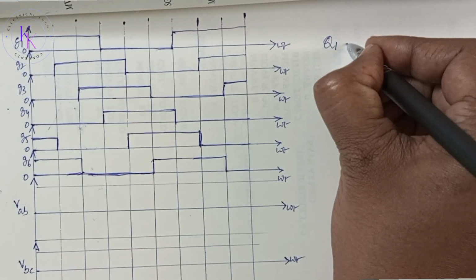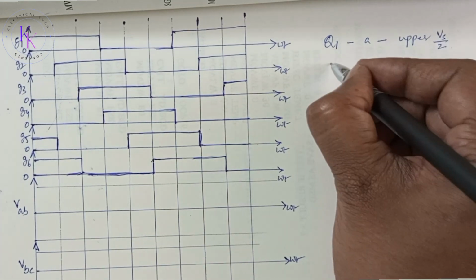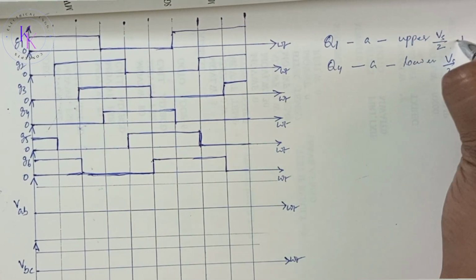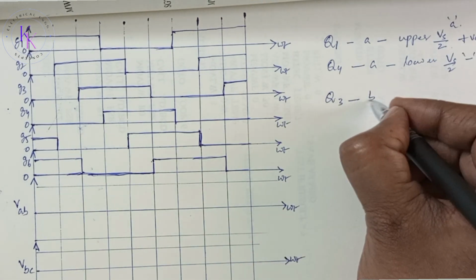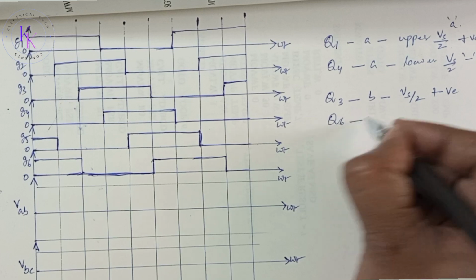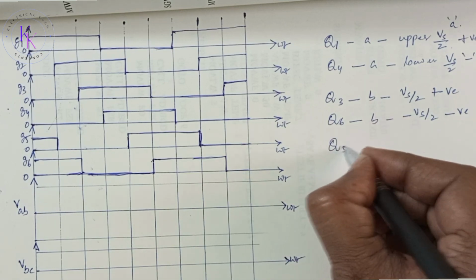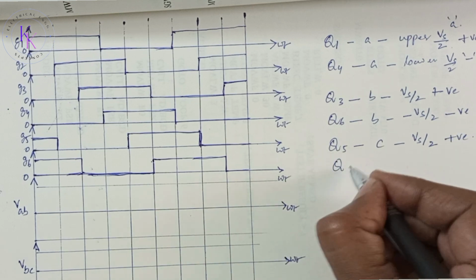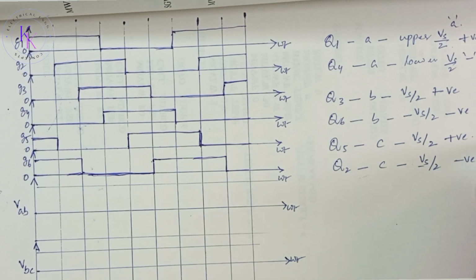Now when Q1 is on, A is connected to the upper source Vs by 2, and when Q4 is on, A is connected to the lower Vs by 2. So it's going to give a positive voltage and a negative voltage for A. Similarly, when Q3 is on, B is connected to Vs by 2, a positive supply, and when Q6 is on, B is connected to minus Vs by 2, so negative will be given for phase B. When Q5 is on, C is connected to positive, so positive voltage will be given, and when Q2 is on, C is connected to minus Vs by 2, then negative voltage will be given for phase C.